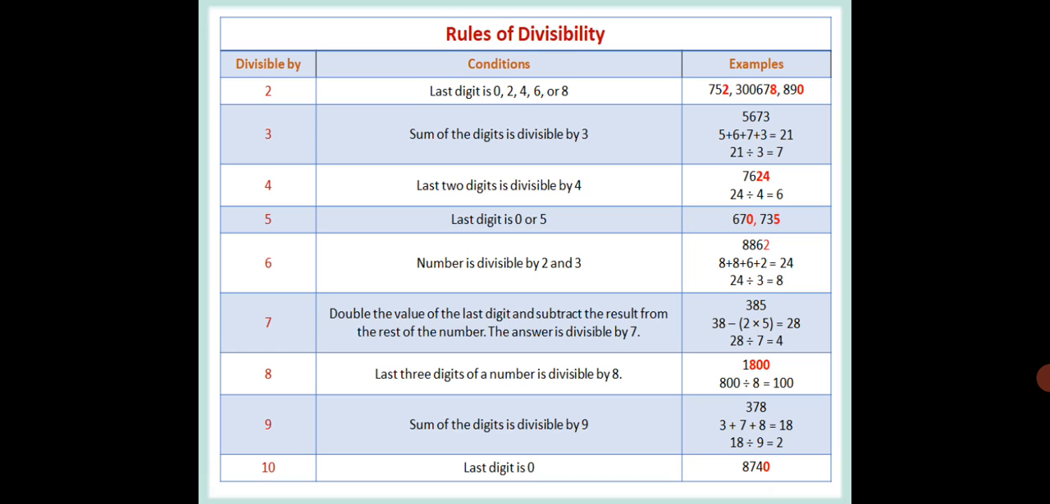Next, last divisibility rule. If and only if the last digit of a number is 0, then the number is surely divisible by 10. This is all about divisibility rules.